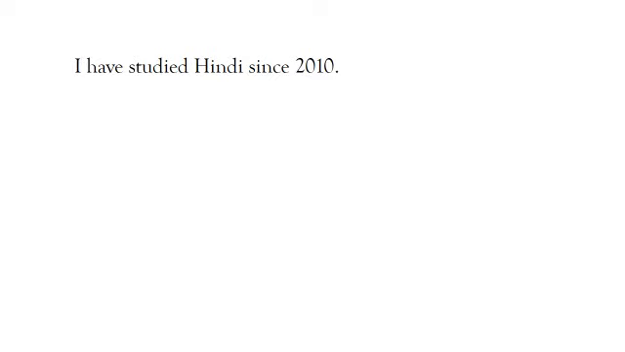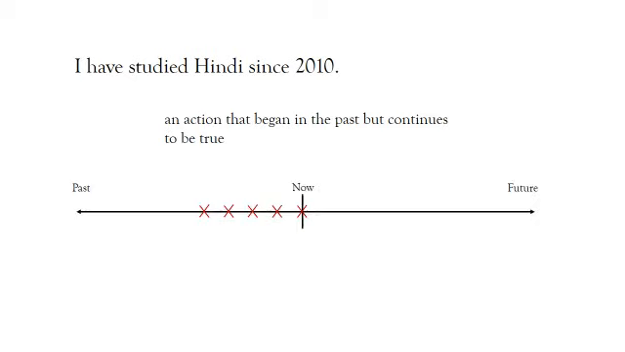The third sentence is, "I have studied since 2010." Here, the focus is on an action that began in the past but continues to be true. It started in the past and it is happening even now. So on the diagram, it would be something like this.